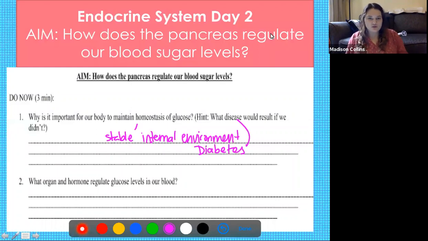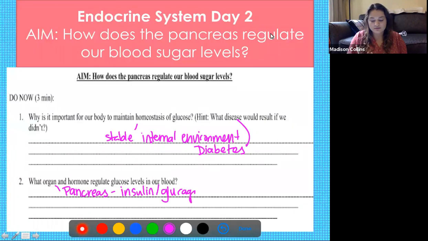And number 2, what organ and hormone regulate glucose levels in our blood? That is the job of the pancreas, which secretes or releases 2 hormones called insulin and glucagon. Okay, so let's get to it.